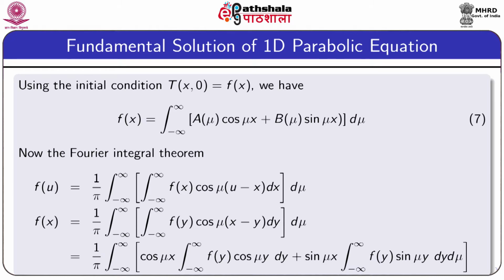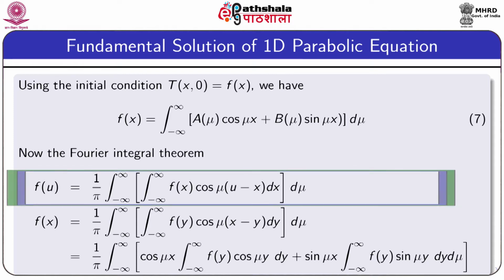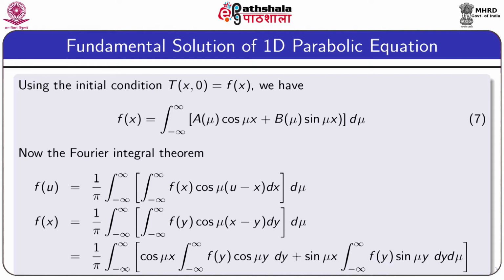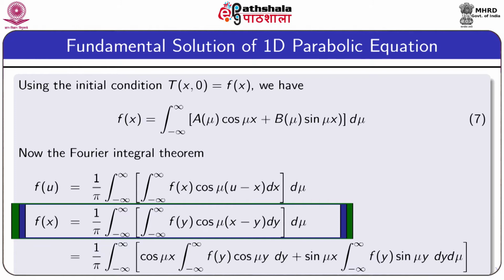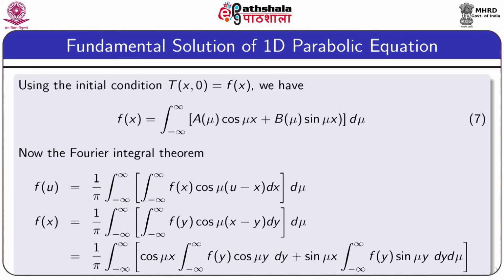If we see equation 7, we can use the Fourier integral theorem. The Fourier integral theorem says that u equals 1 by pi, integration 0 to infinity, integration minus infinity to plus infinity, f(x) cos mu (u minus x) dx d mu. So, now replacing u by x and x by y from the previous expression, we get the value of the integral as f(x) equals 1 by pi, 0 to infinity, minus infinity to plus infinity, f(y) cos mu (x minus y) dy d mu.